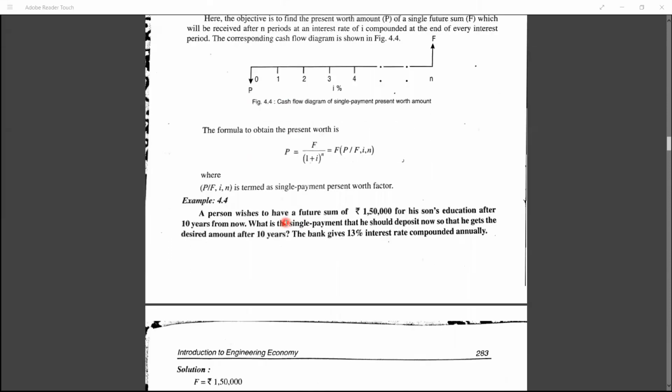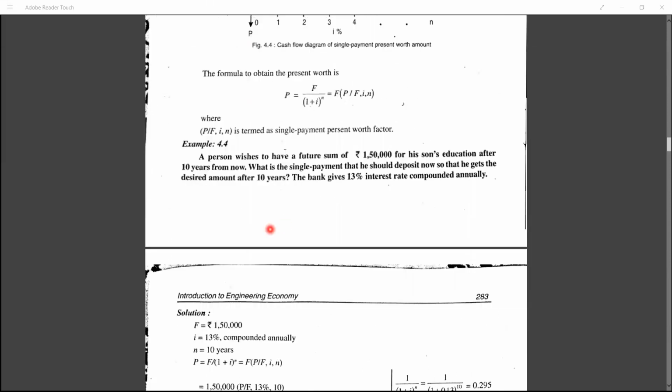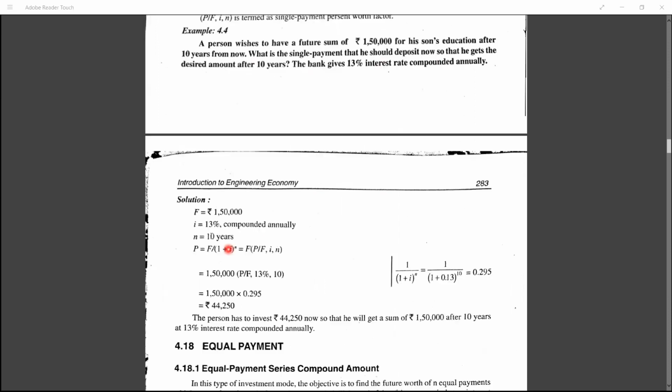Next problem: a person wishes to have a future sum of rupees 1,50,000 for his son's education after 10 years from now. What is the single payment that he should deposit now so that he gets the desired amount after 10 years? The bank gives 13% interest rate compound annually. So F is 1,50,000, I is 13%, N is 10 years. So P is equal to F into 1 by (1 plus I) raised to N.